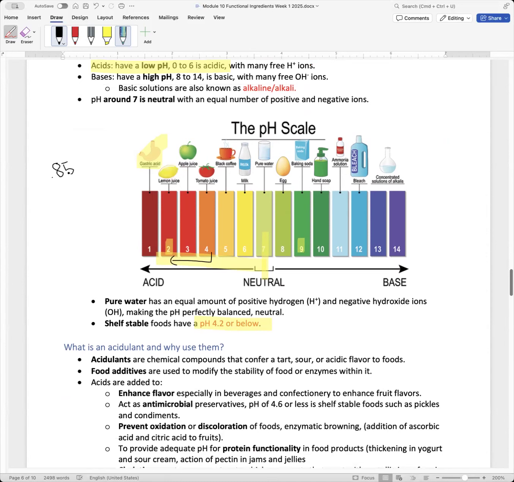0.85 for water activity and 4.2 for pH. These numbers are going to come up a lot, so it's important that you know what those are. And if it's below a water activity of 0.85 and below a pH of 4.2, then it's shelf stable and doesn't need a pressure cooker to package. So that's how we look at shelf stable salad dressings and pickles and ketchup and all of those things.